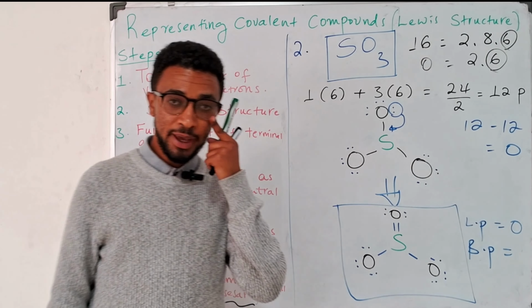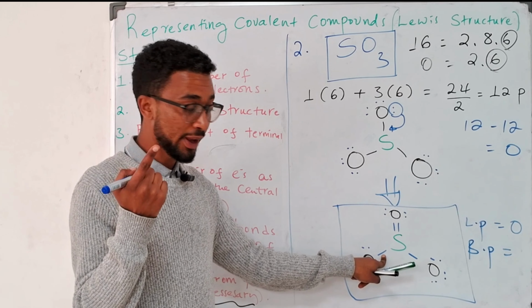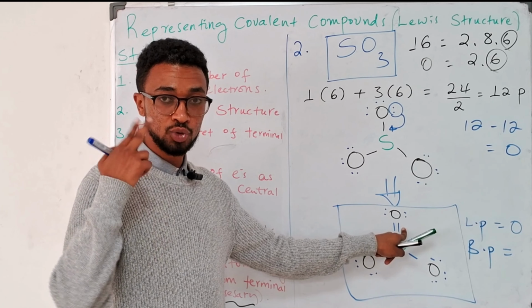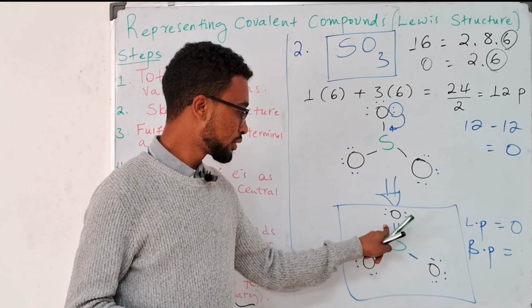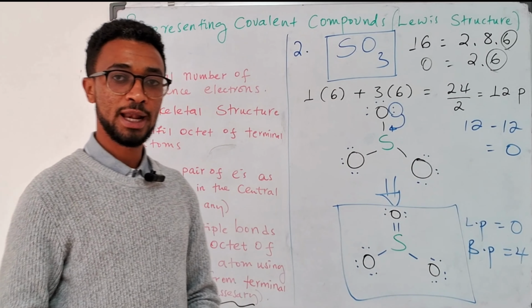What about bonding pairs? Now count the bonds. A single bond counts as 1 pair. A double bond counts as 2 pairs, okay? So 1, 2, 3, 4. Now I have 4 bonding pairs of electrons.